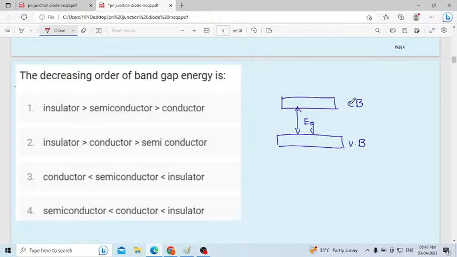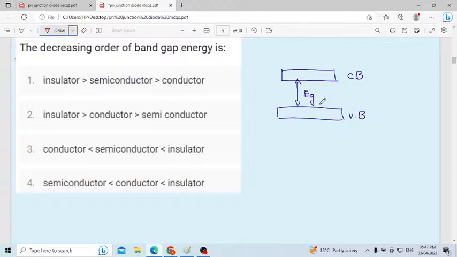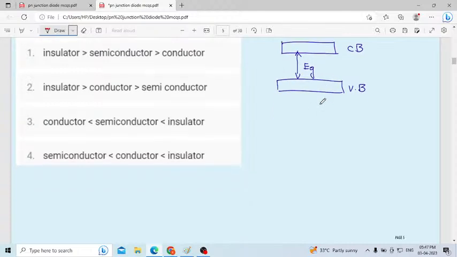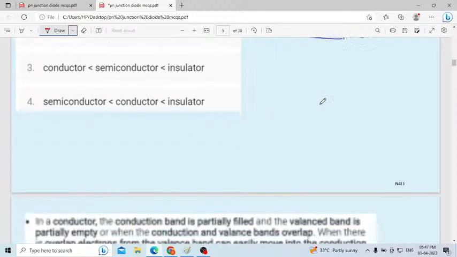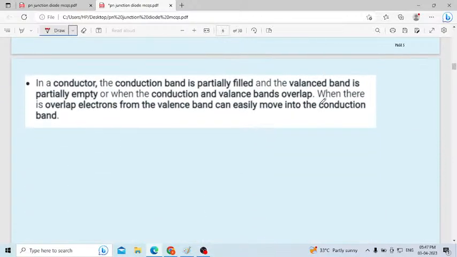Energy gap, band gap, everything is the same. If electrons are present in the conduction band, they will be involved in the generation of current. That one you have to remember. Then in the case of a conductor, I will read and I will explain. In a conductor, the conduction band is partially filled and the valence band is partially empty. When the conduction and valence bands overlap, electrons from the valence band can easily move into the conduction band.